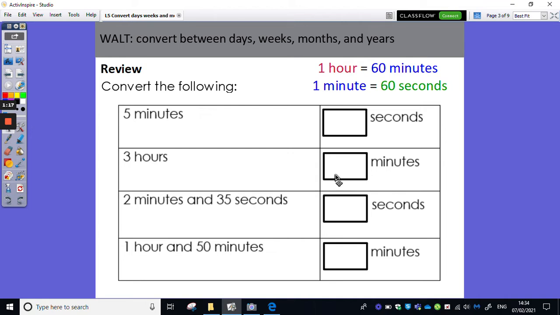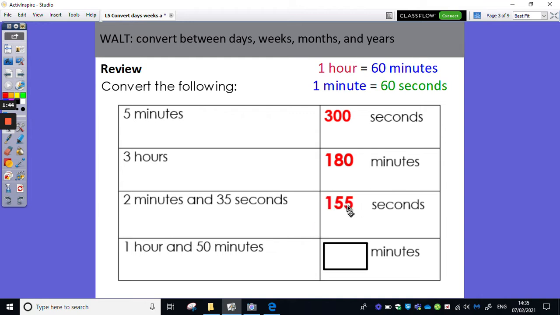Okay, hopefully you've remembered how to do that from yesterday using the clues up here to help you. So 5 minutes, 5 times 60 is 300. 3 hours, again I'm multiplying by 60 because there's 60 minutes in an hour. So 3 times 60 is 180. And then for this one, it's slightly different. So remember, I need to multiply this by 60 and add on 35. So 2 times 60, add 35. You should have got 155, and then 1 times 60 plus 50 is 110. So well done if you got all of those correct and you've remembered that from Friday.